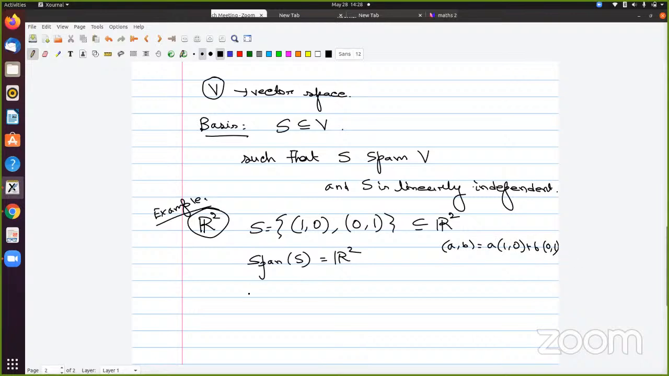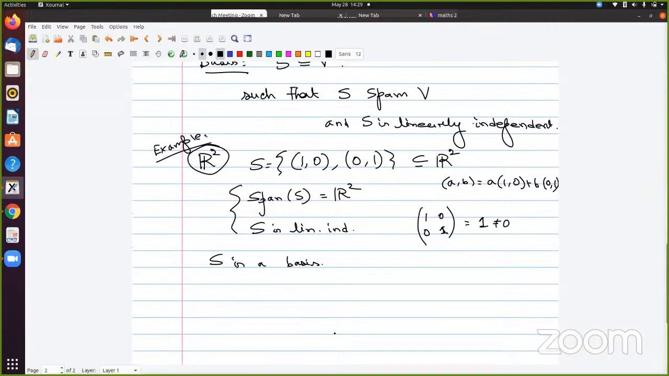And is S linearly independent? Yes, it's linearly independent. We can check by determinant if you want. I am writing this as columns and the determinant is 1, which is non-zero. So it is linearly independent. So S is linearly independent. So this is a basis, right? By the definition, S is a basis.